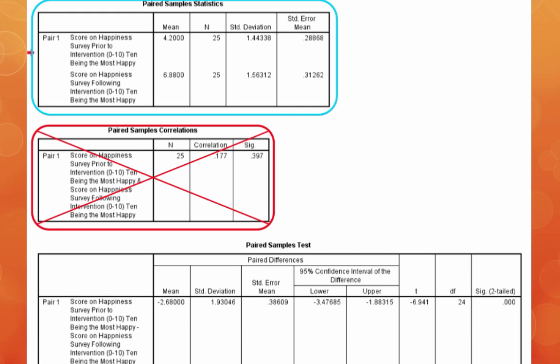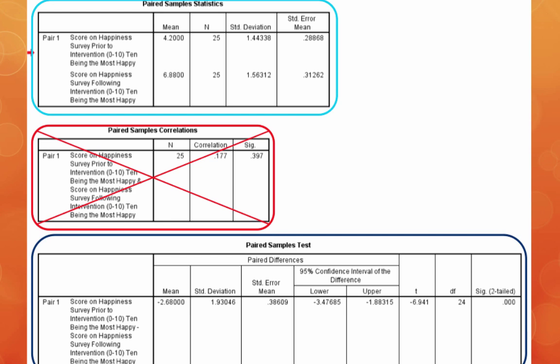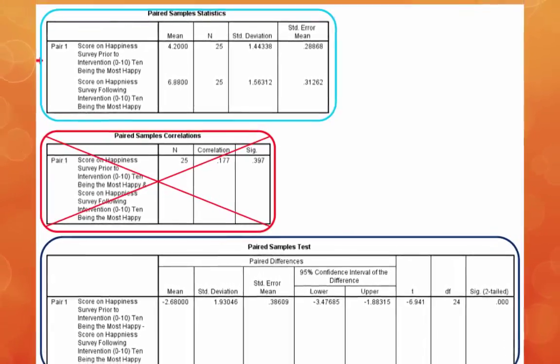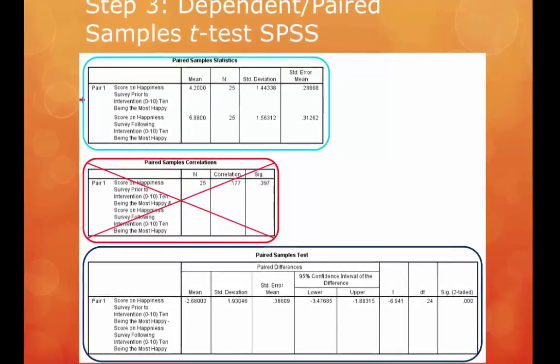Don't worry about this table. We're not going to look at it at all. But we definitely want to look at our third table, because this is where we're going to get our test statistic and make a decision. So step 3 and step 4. Let's look at this in more detail.